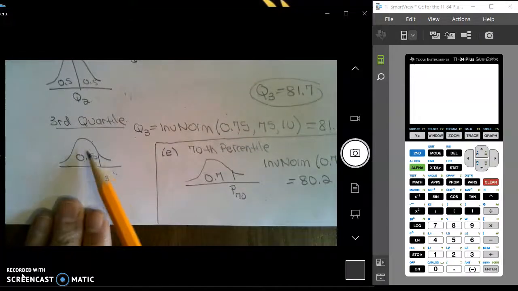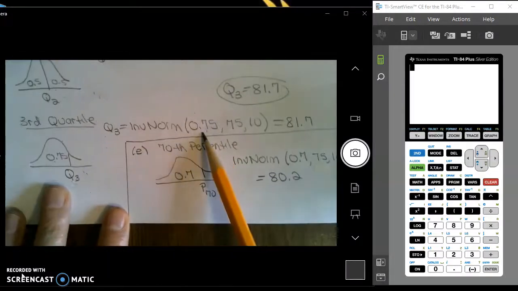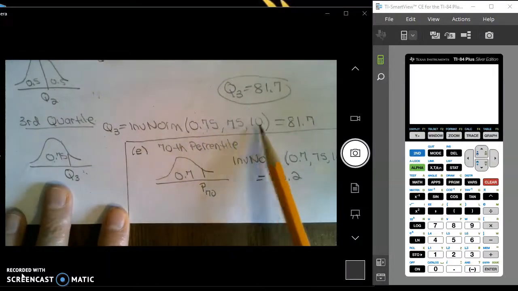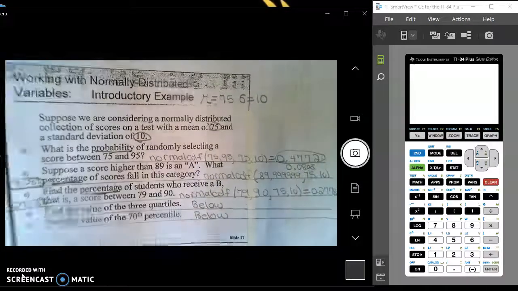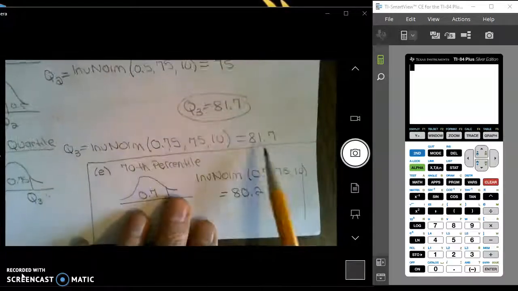So for the third quartile, I'm going to put the area to the left, which is 0.75. And again, the mean and the standard deviation, which they gave us at the top of the sheet there. And we get our answer for that one.